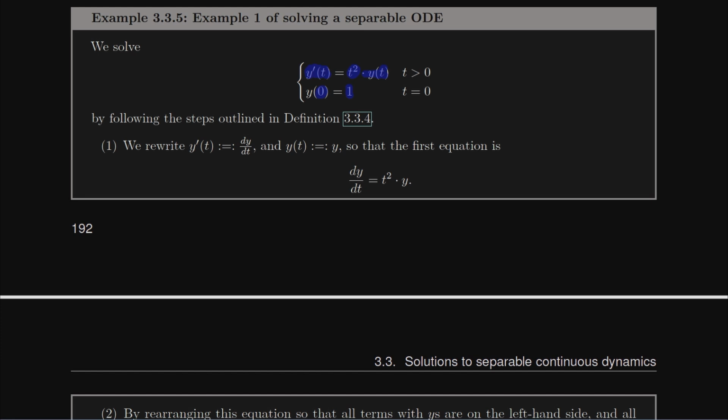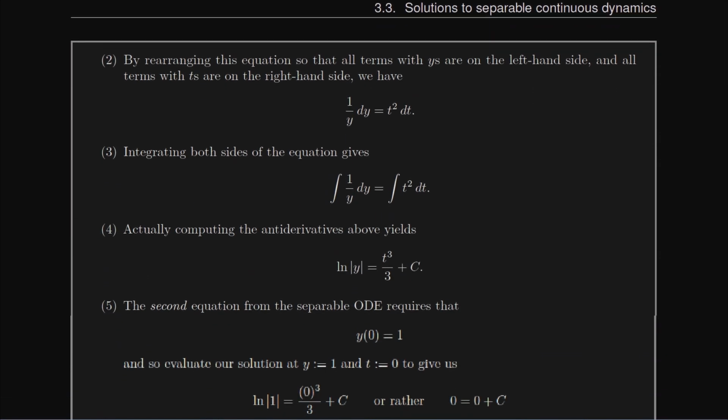Now, if I follow my step-by-step process, my first step is asking me to rewrite y prime as dy over dt, and it's asking me to rewrite y of t just as a y. And so we're looking at the equation now, dy dt is t squared times y. And then at step 2, we want to rearrange it so that all terms with y's are on the left-hand side, and all terms with t's are on the right-hand side.